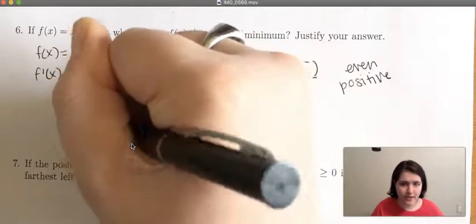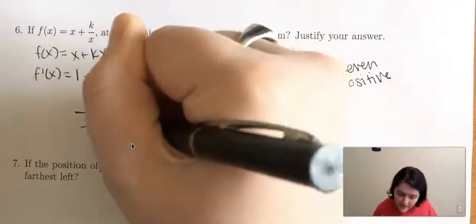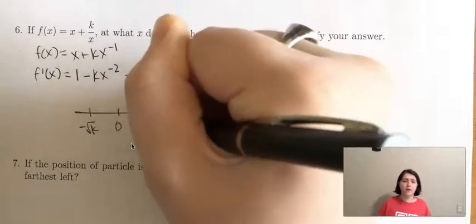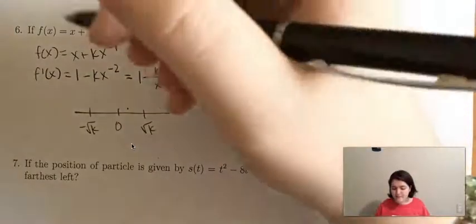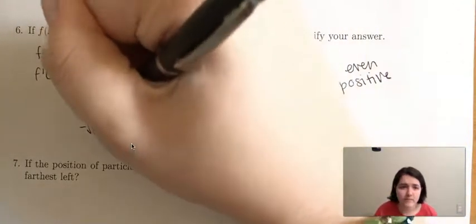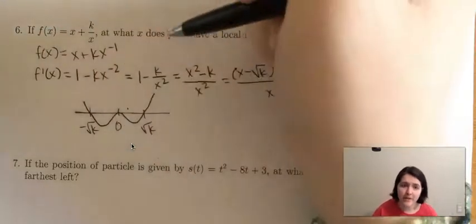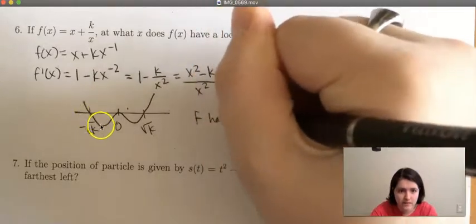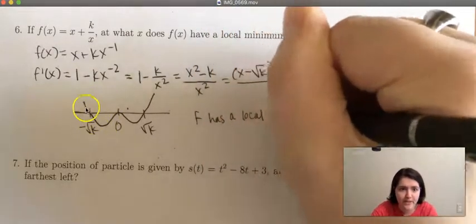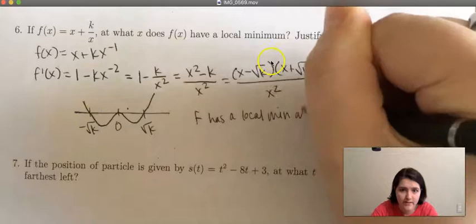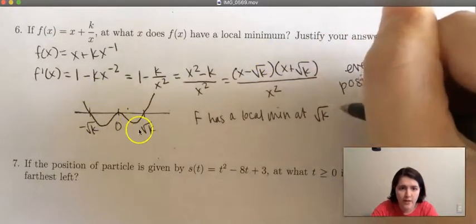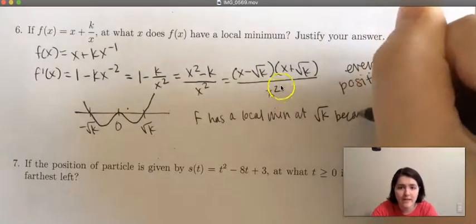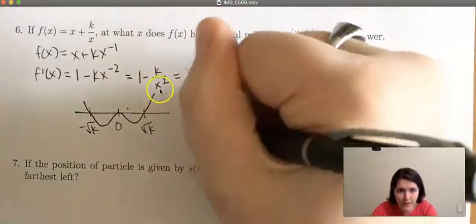And here we are drawing the sign chart, so we're going to have negative square root of k, 0, and square root of k. And since we know it's even positive, we know we need to start up here, go through, because this number is odd. At 0, we want to bounce because it's an even exponent, and then we go through again.